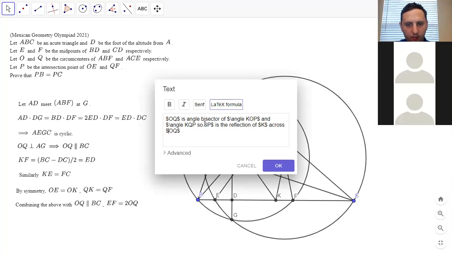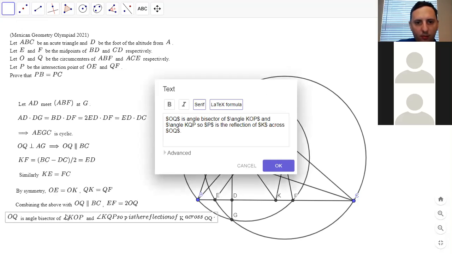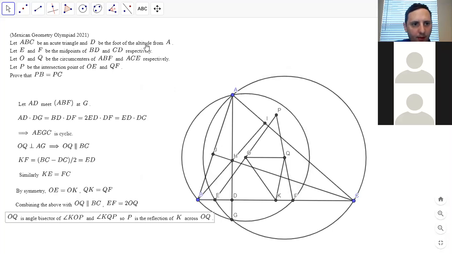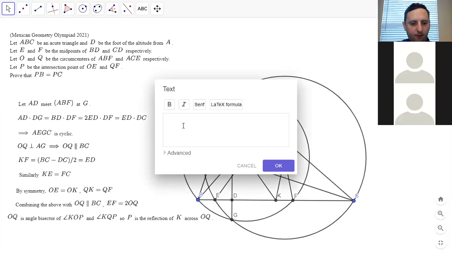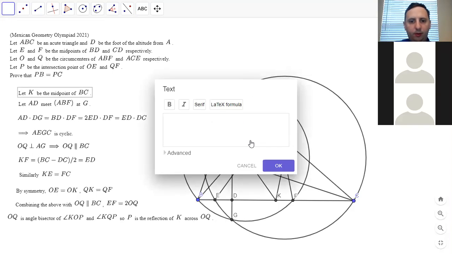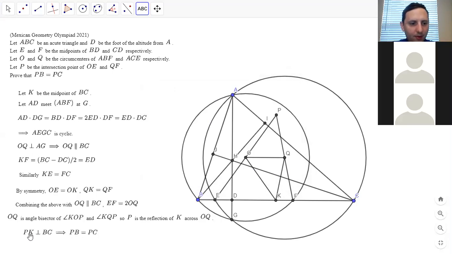Right, and so once we know this, then we know that PK, oh, I didn't even define K. So I'll do it at the beginning of the question. Here, I need a dollar sign here. Let K be the midpoint of BC. All right. And so PK is perpendicular to BC, implies PB equals PC. All right. And we'll move on to the next one.